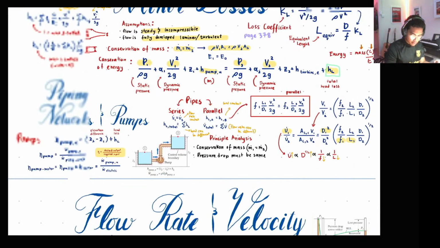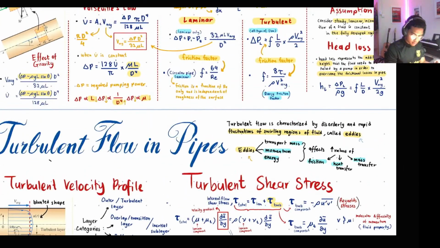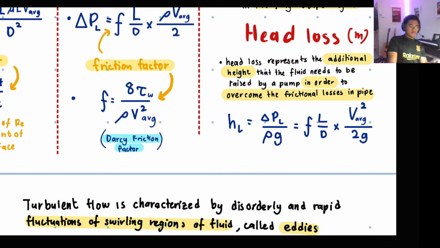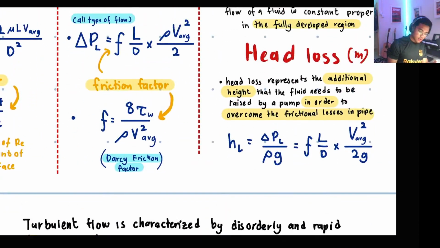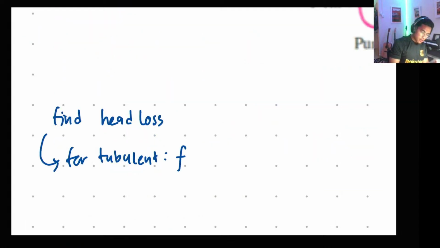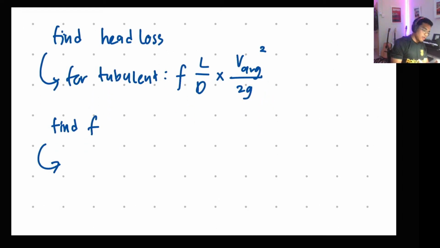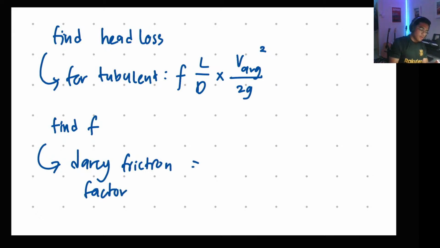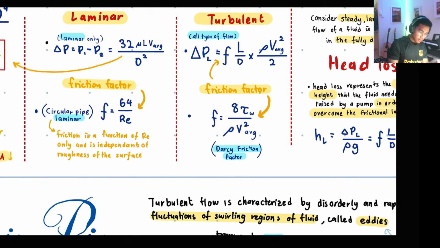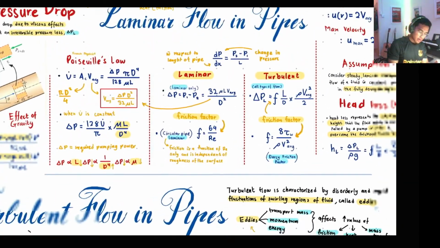is what we use here: h_L = f L/D × V_avg squared over 2g. Find f. We use the Darcy friction factor, which is f equals to... oh, we cannot use that. We don't know the shear force.